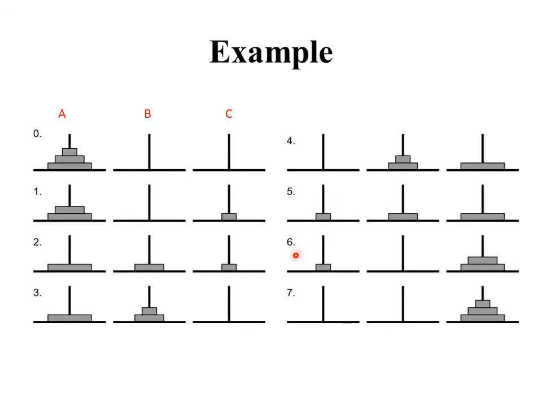Now in step 6, we move the middle disc from tower B to tower C, and finally in step 7, we move the smaller disc from tower A to tower C. So here we solved our Tower of Hanoi problem.